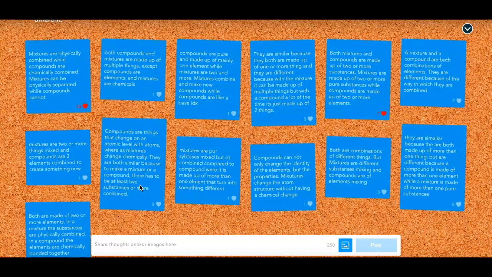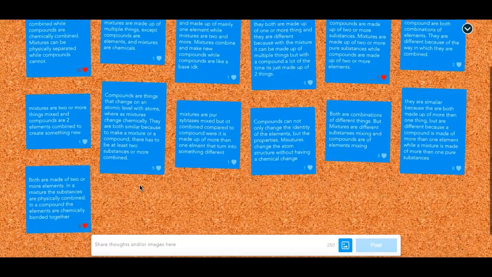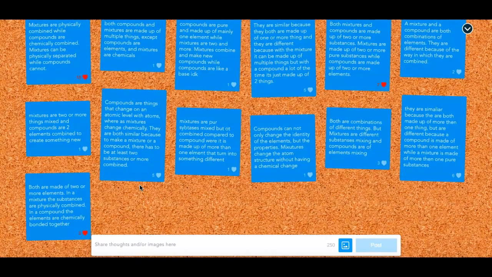All right, so let's see. They are similar because they are both made up of more than one thing. Great, Kelsey. But they are different because the compound is made of more than one element, while a mixture is made of more than one pure substance. Absolutely.